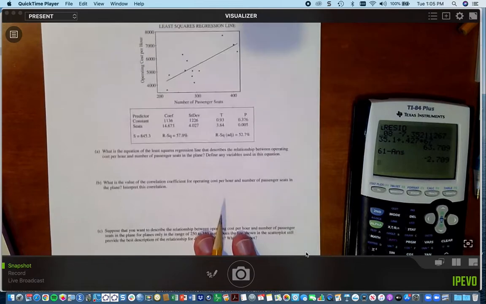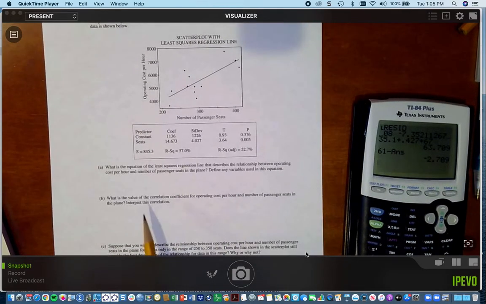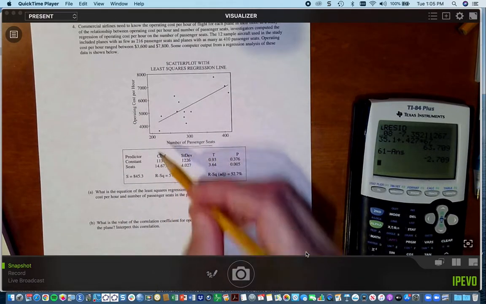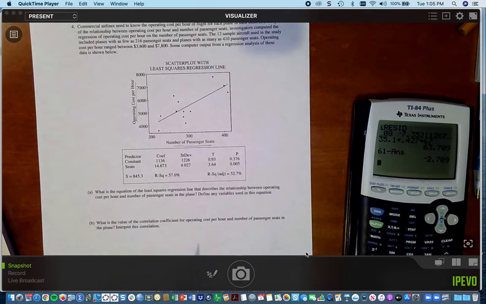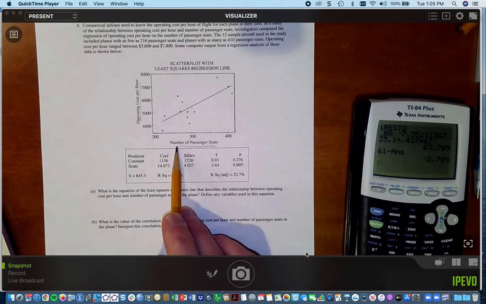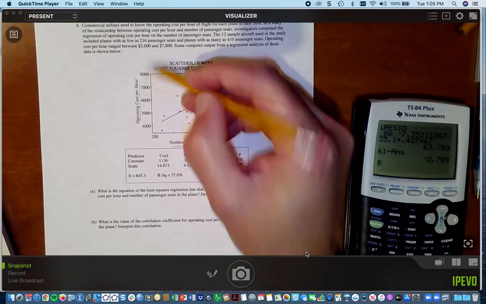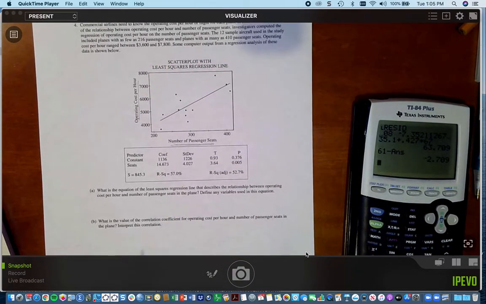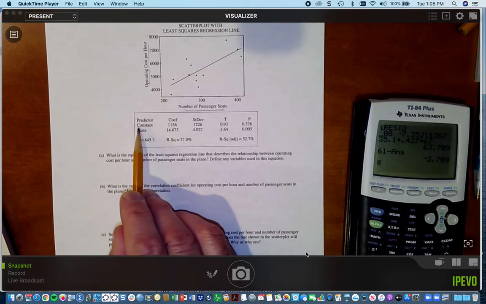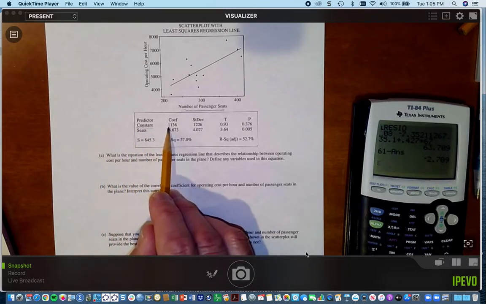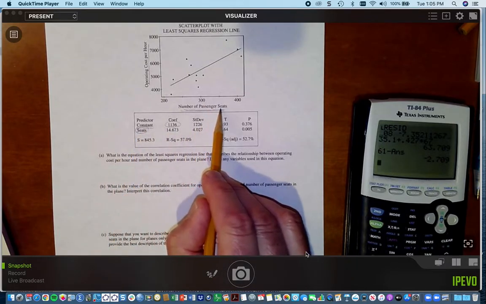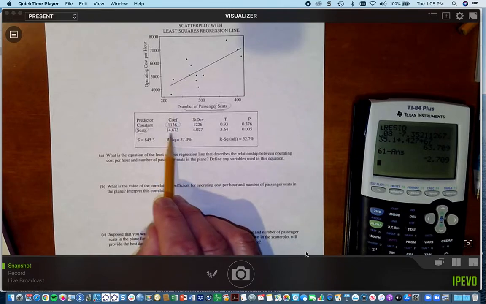All right, and then this last one is about the number of seats on an airplane, and this is the operating cost for the airline per hour. The more passenger seats there are, it looks to me like there's a positive association here. We didn't talk about how to read this output, but in this output there is a predictor that is constant, and that constant is 1136. And then this is the number of seats. This is the x value, and the coefficient of x is this.